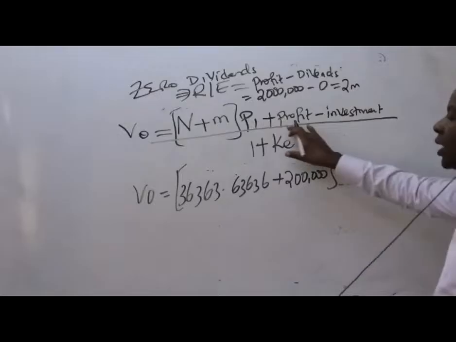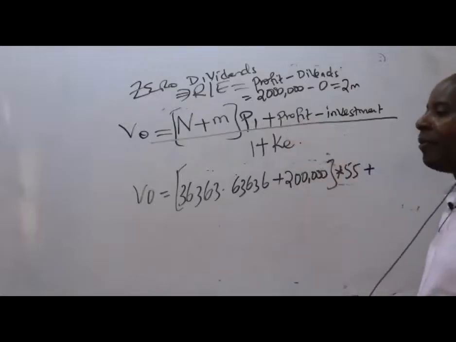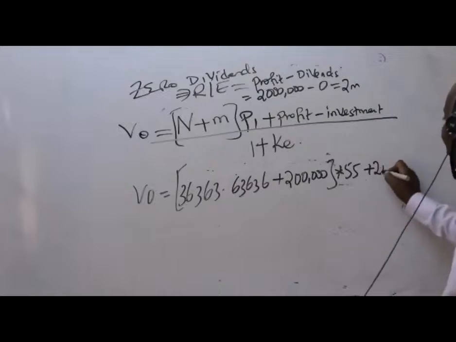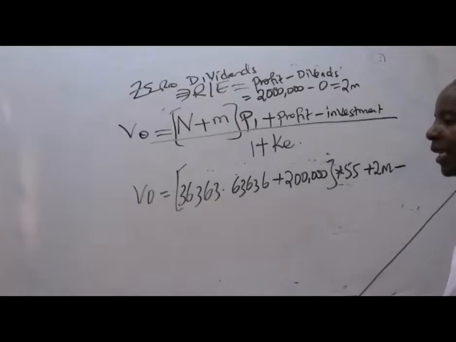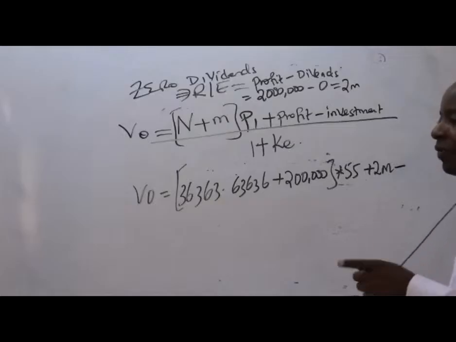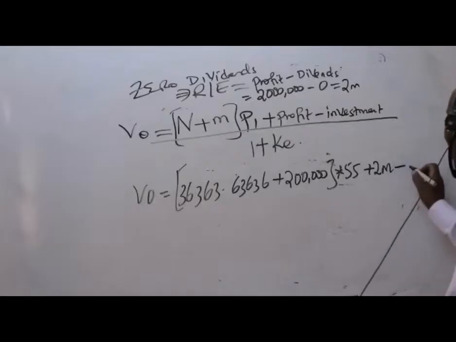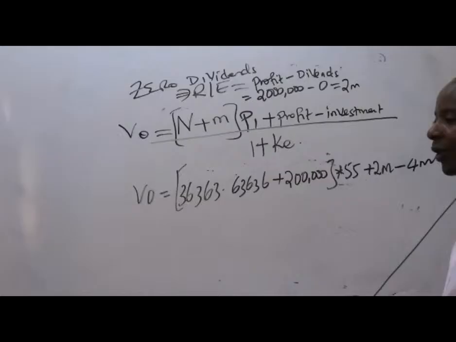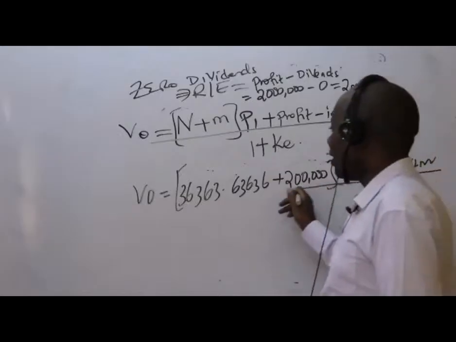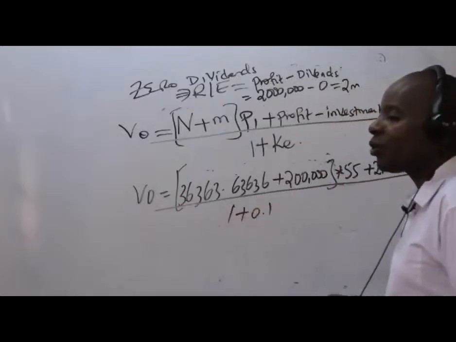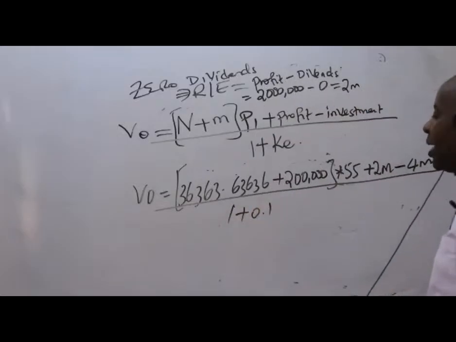Plus the profit we've generated as an organization. Profit over how much? Profit of 2 million minus the investment. Somebody must have forgotten the investment value that we have been given. It's 4 million. And then, ladies and gentlemen, everything will be divided by 1 plus KE, which is 0.1.